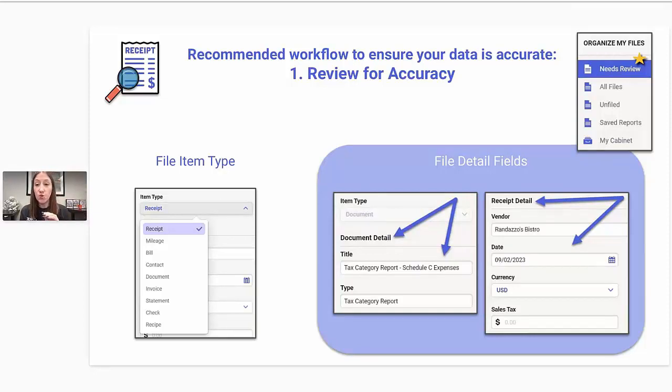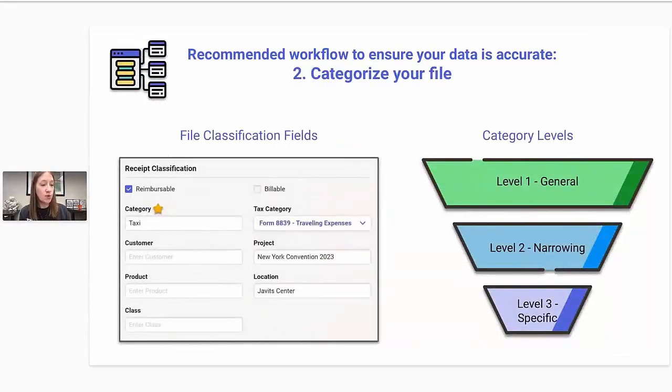All right, so let's move on to the next step of our workflow, and that is going to be to categorize your file. So in this step, you're going to be going down to the classification fields. These are your unique classifications of a file. Now, the category field I starred for you, that's the category field that I'm referring to. That is the most important part of this step, is making sure that that category field is filled out.